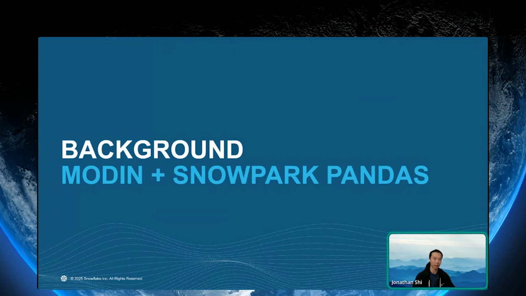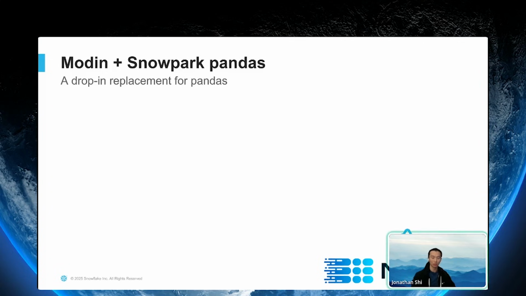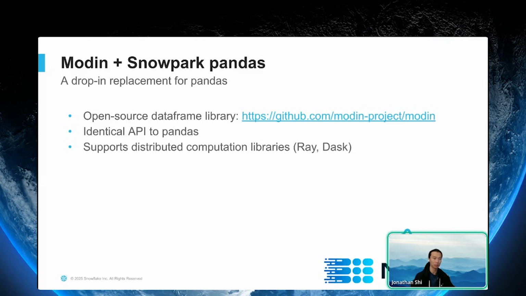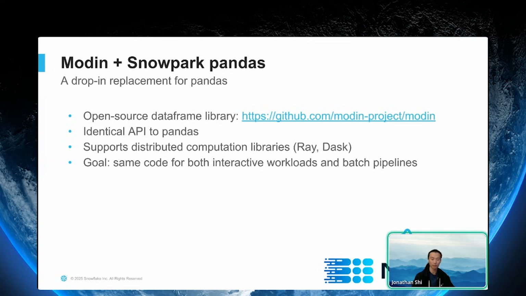All right, background. What is Modin and what is Snowpark pandas? Well, let's start with Modin. Modin is an open source data frame library that is meant to be a drop-in replacement for pandas. What this means is it provides an API surface that is effectively identical to pandas, the key difference being that Modin supports distributed computation libraries, in particular Ray and Dask, as its primary computation backends, unlike pandas, which is inherently single-threaded, single-core.